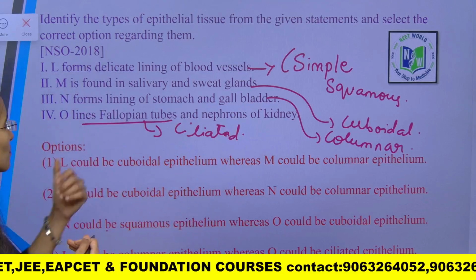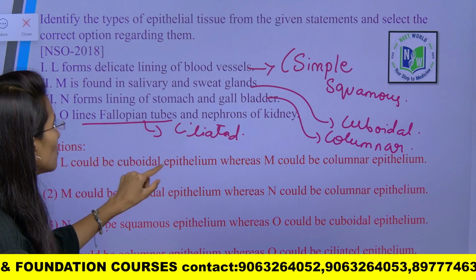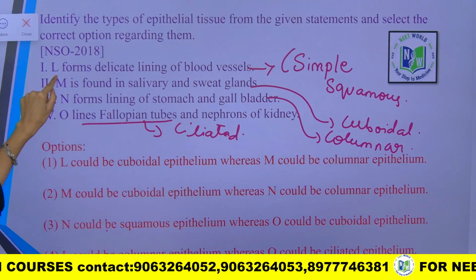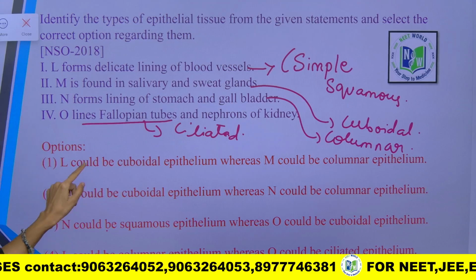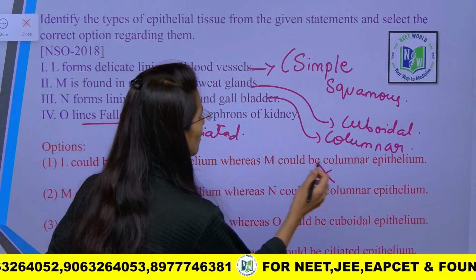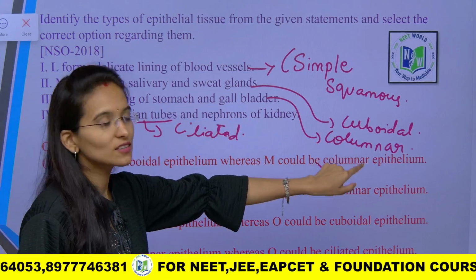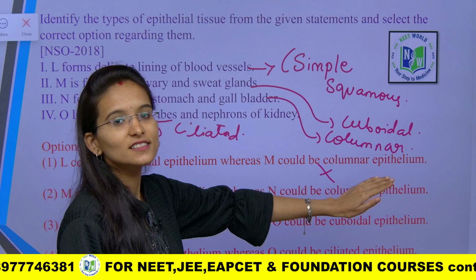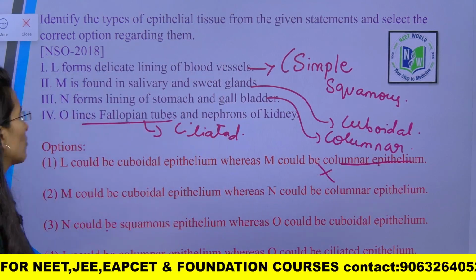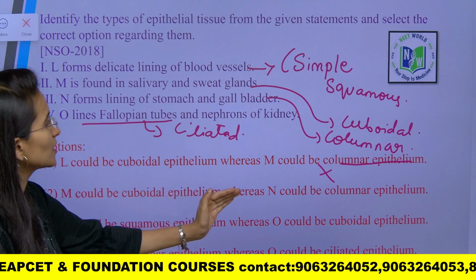Now when it comes to the options, option 1: L could be cuboidal epithelium, whereas M could be the columnar epithelium. What is L here? Simple squamous, but in the options it is cuboidal epithelium, so it will be the wrong option. And what is M actually? M is cuboidal. In the options it is given as columnar epithelium, so it is wrong. Next, coming towards the second option, M could be cuboidal epithelium. Where is M?